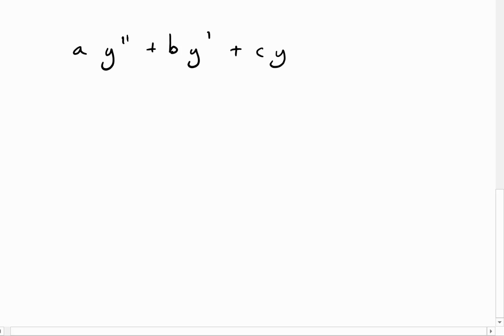So cy equals, let's actually call it homogeneous. Let's look at the homogeneous case. Let's kind of ease ourselves in gently. Let's look at the homogeneous case now.